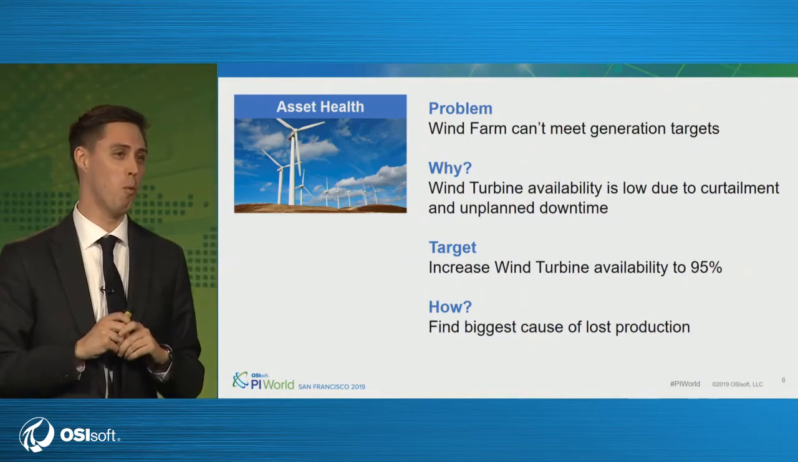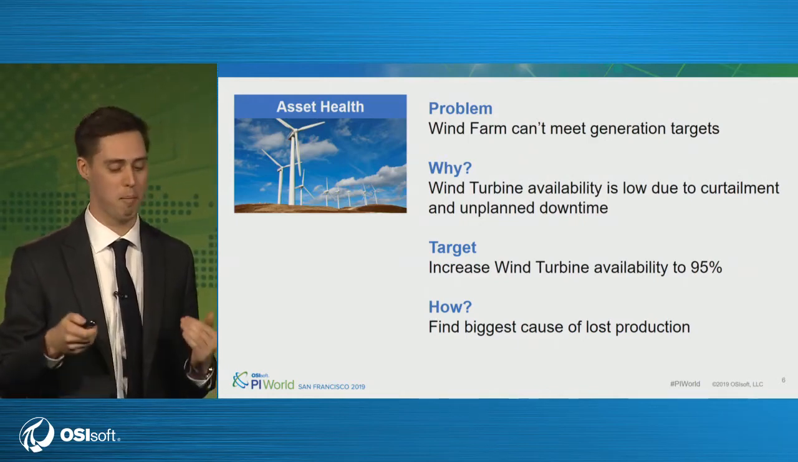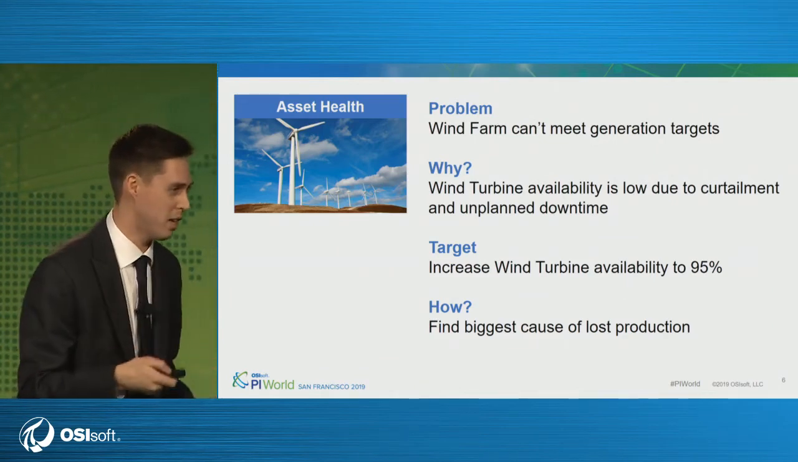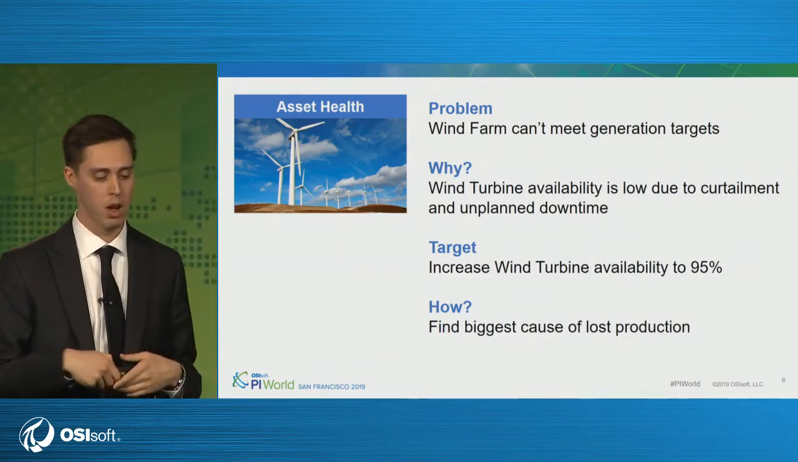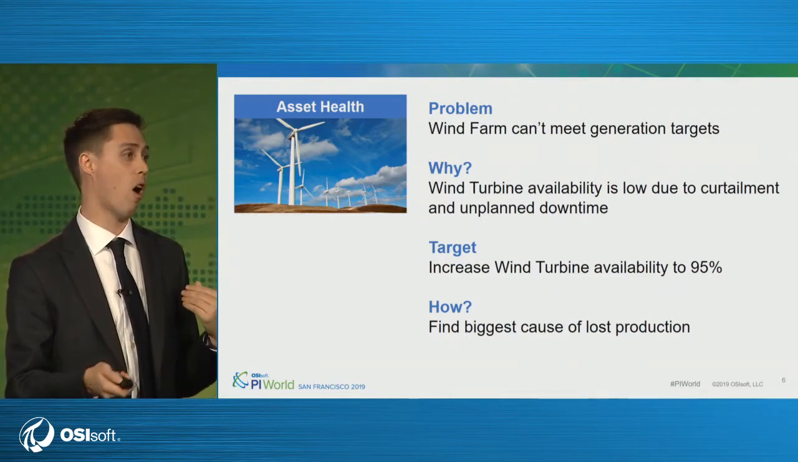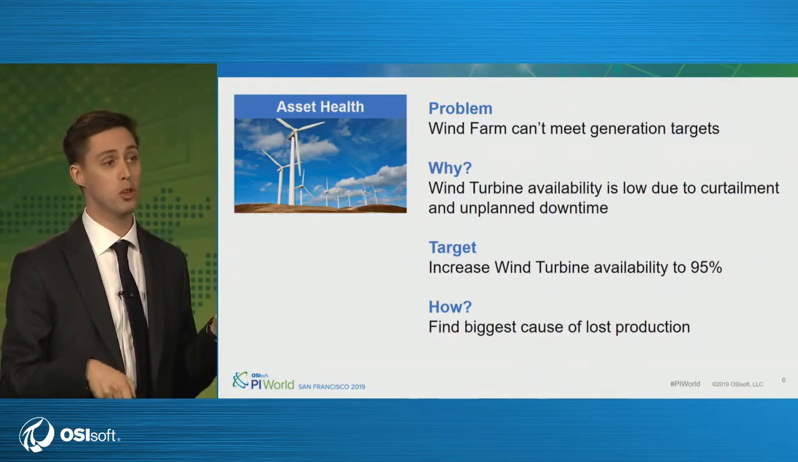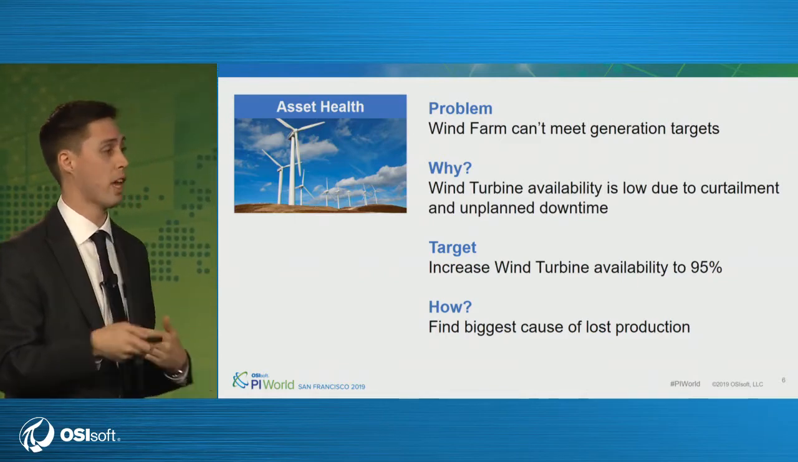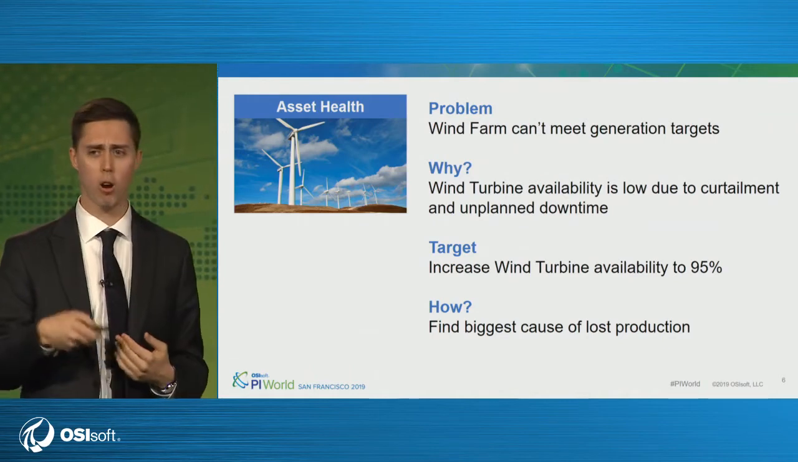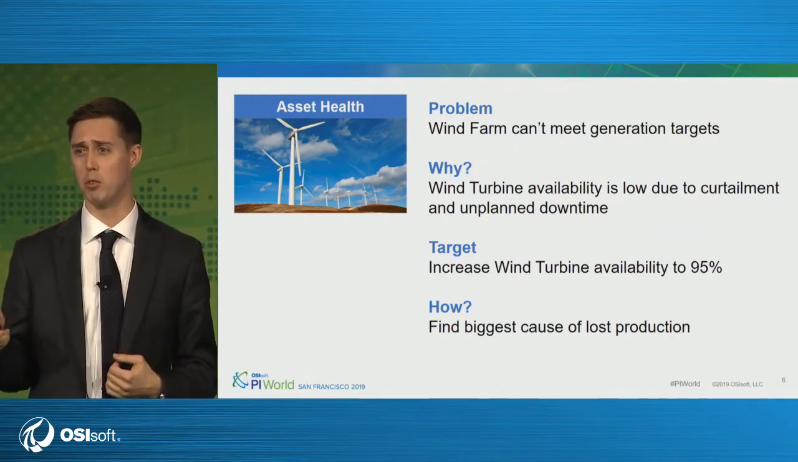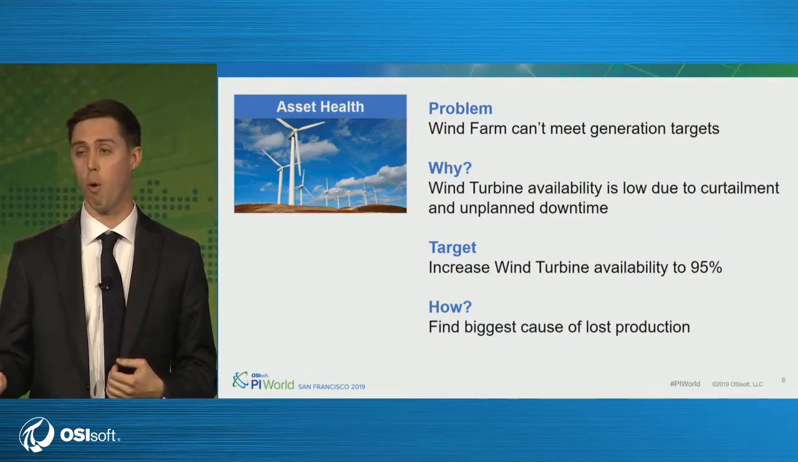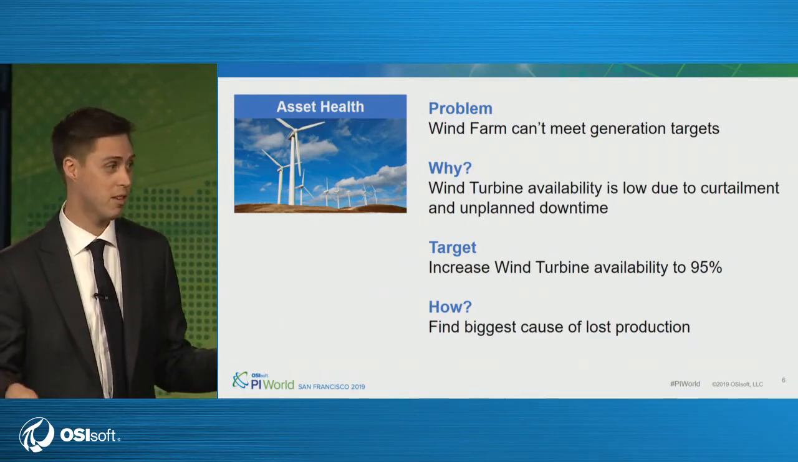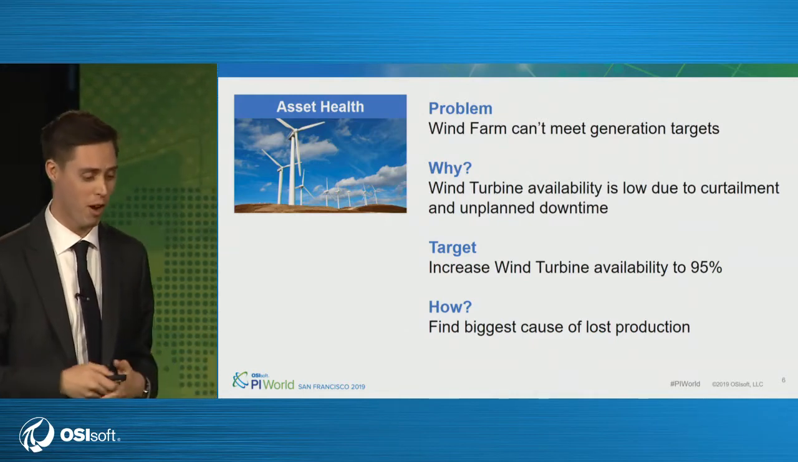And so one of the problems we have is that we're not meeting our generation targets. So why are we not meeting them? Why do we have this problem? One of the reasons is that our availability is down. And this could be due to curtailment or unplanned downtime activities, and we'll look at how to resolve that. And our target is to really hit this 95% availability number for our wind farm, Windtopia, because we're all in this together, right? Good buy-in from the crowd.